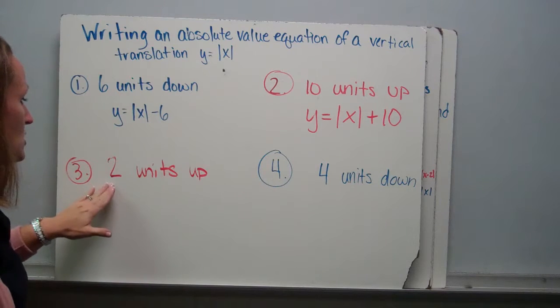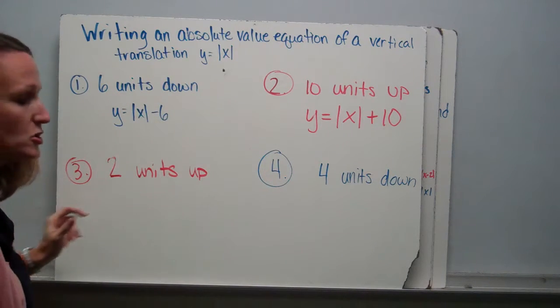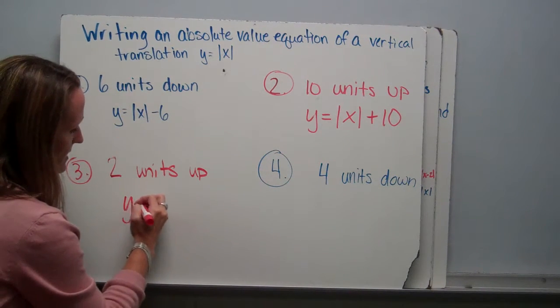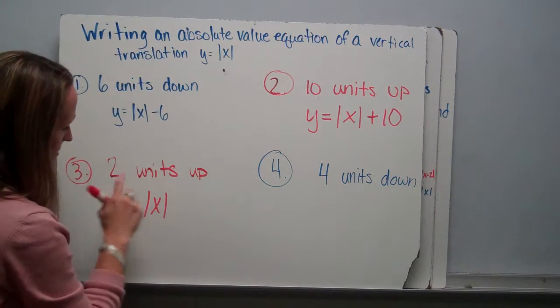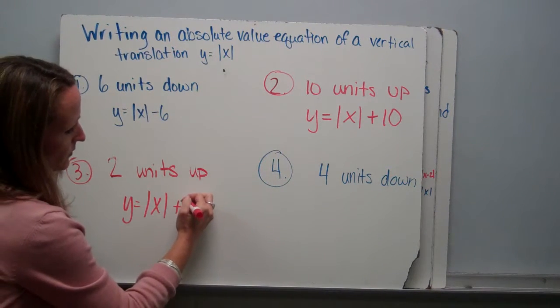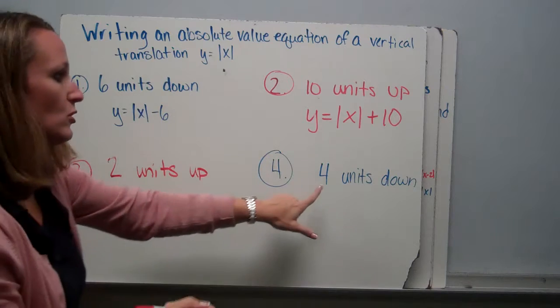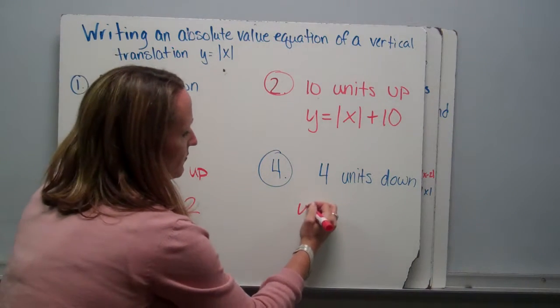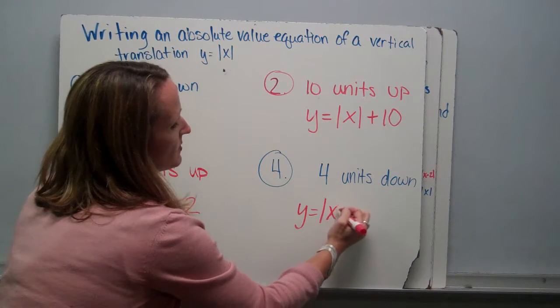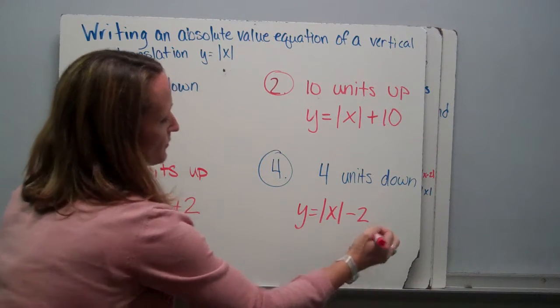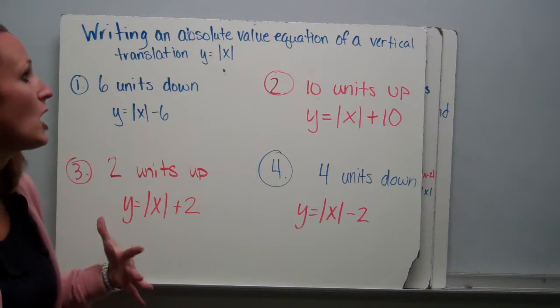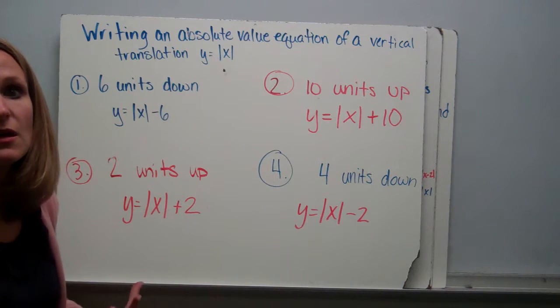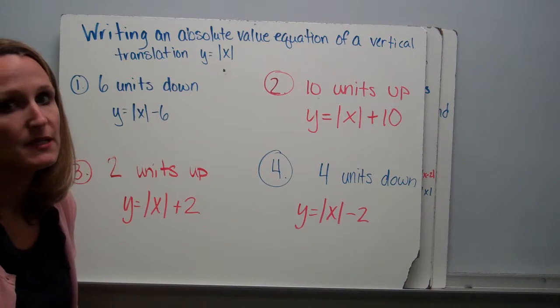Okay, look at this one. 2 units up. Up tells you plus. So y equals absolute value of x plus 2. Okay, let's do one more. 4 units down. Down tells us minus. So we have y equals absolute value of x minus 4. Okay, so when we're talking about a vertical translation, plus means up, minus means down.